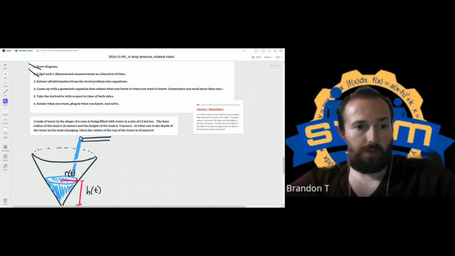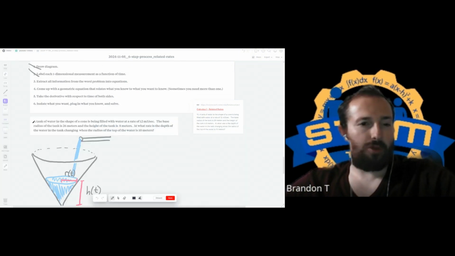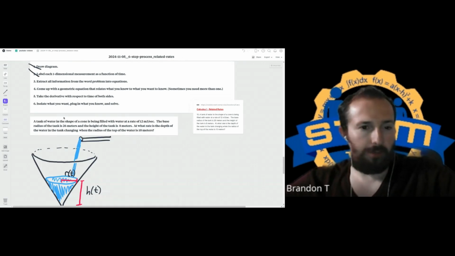After you're done with step 3, you should have the entire problem crossed out. Now, if you're taking a test, maybe you don't want to cross it out. Maybe you want to be able to read it still. So maybe you underline it instead of cross it out. I'm just going to cross it out here.